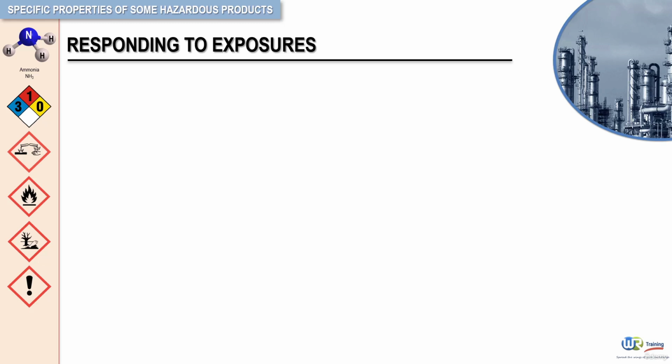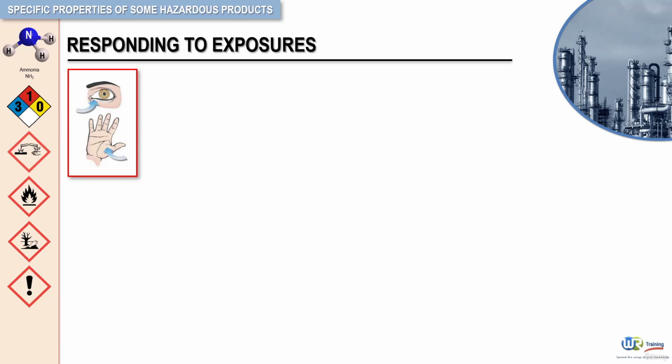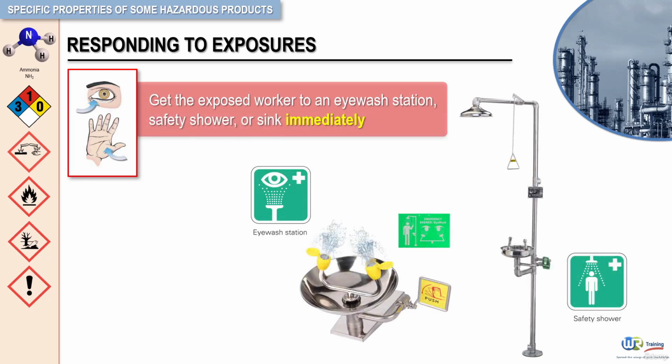If a person's eyes or skin have been exposed, get him or her to an eye wash station, safety shower, or sink immediately. Flush the affected area for 15 minutes. Use as much water as possible, as it will dilute the ammonia and reduce its potential to damage the skin.